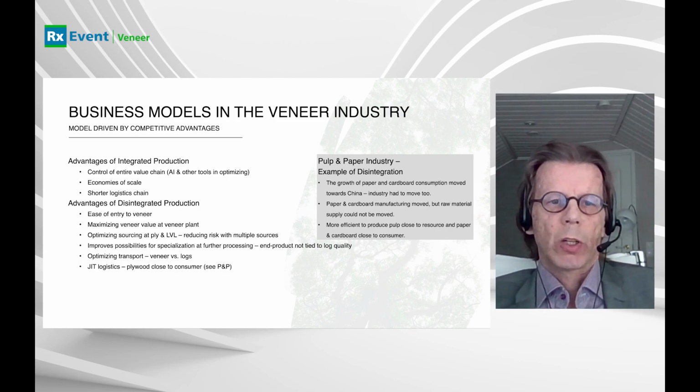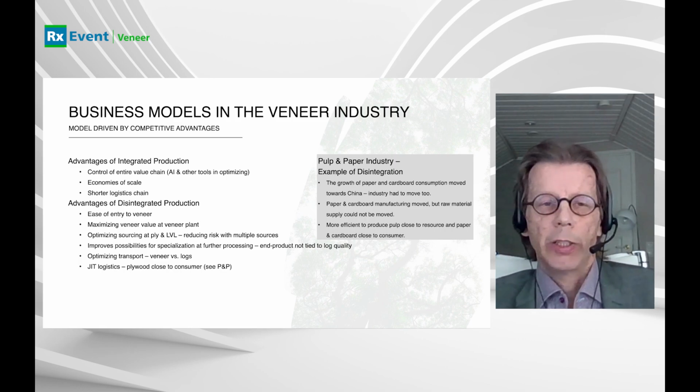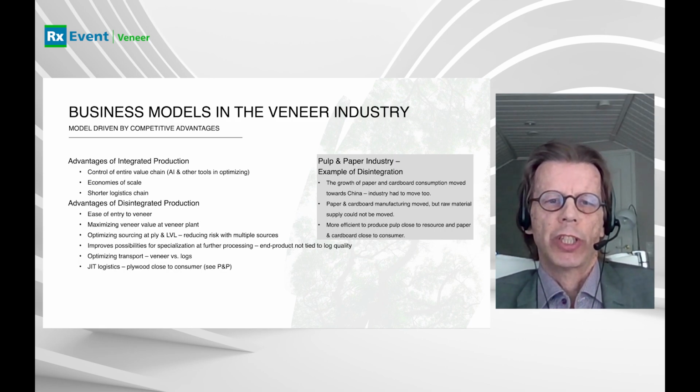Then also there are some economies of scale that come with an integrated model, for example, in maintenance and power supply, power use. And then you will have a shorter logistic chain when everything is integrated. And this is a key advantage now, especially when the logistics situation in the world is very chaotic.